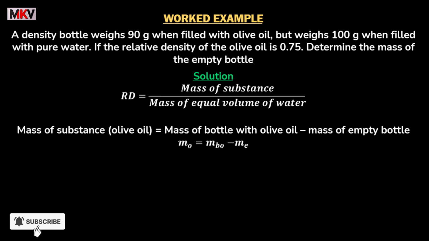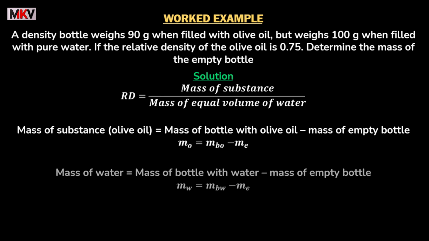Now, the mass of substance, which is the olive oil, is equal to the mass of the bottle with olive oil minus the mass of the empty bottle. We just use some symbols to denote and differentiate them. So MO is the mass of the olive oil, MBO is the mass of the bottle with olive oil, then ME is the mass of the empty bottle. So this is our first equation.